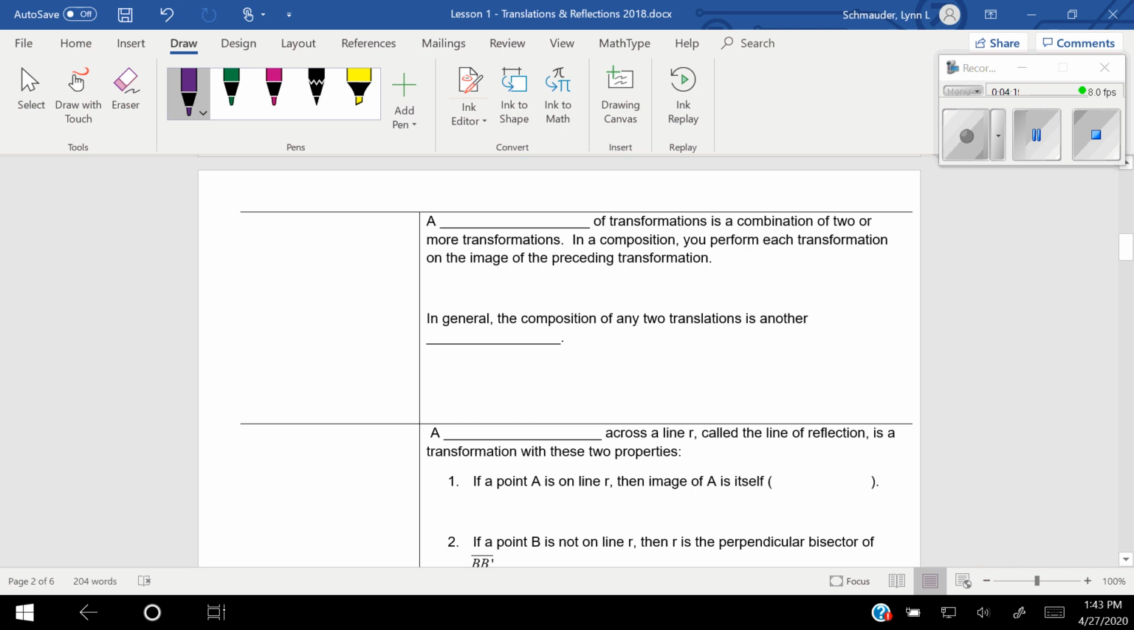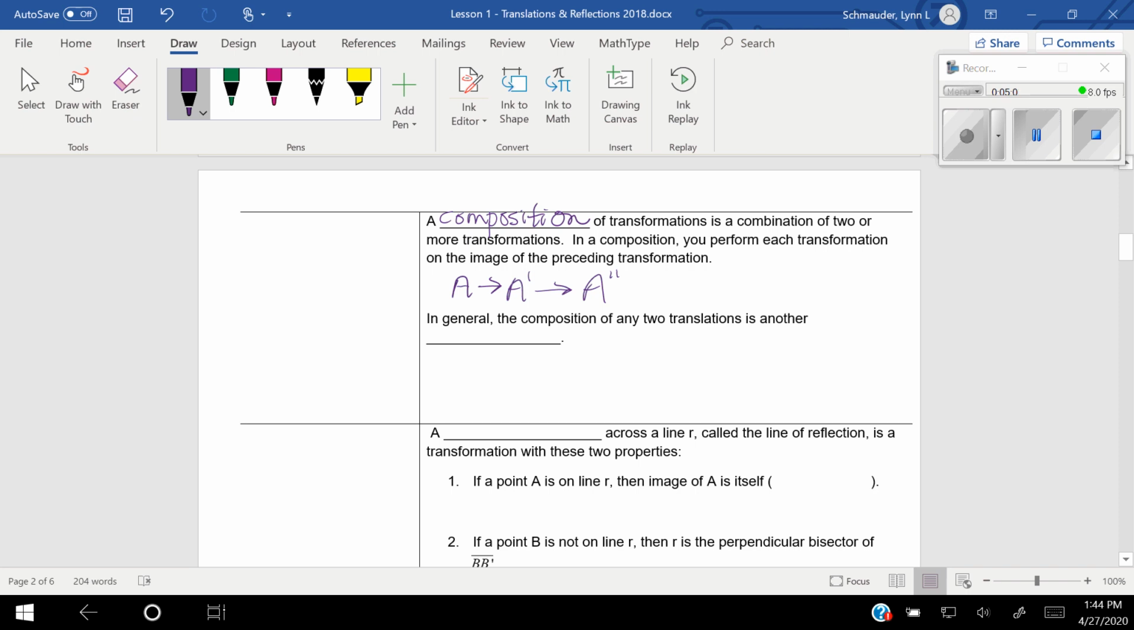All right. What if we do more than one transformation at a time? Well, we call that a composition. A composition of transformations is a combination of 2 or more transformations. In a composition, you perform each transformation on the image of the preceding transformation. So for instance, if you map A onto A prime, then for a second transformation you would map A prime to its new image, A double prime. We just keep adding on the primes to rename our new image.